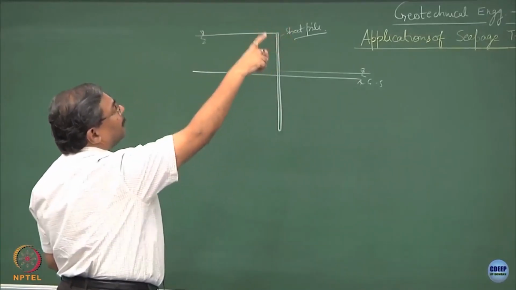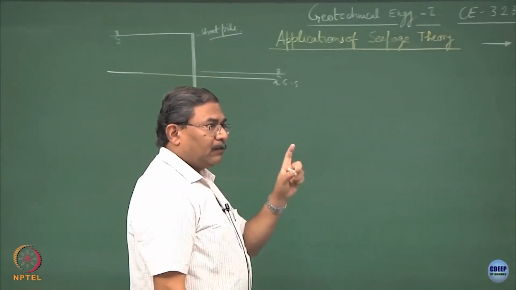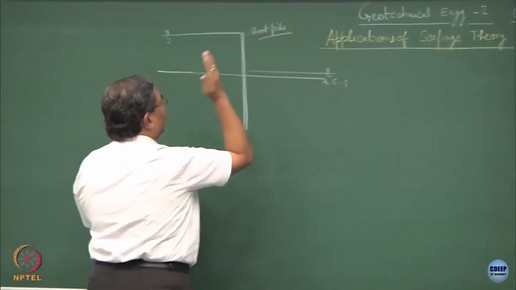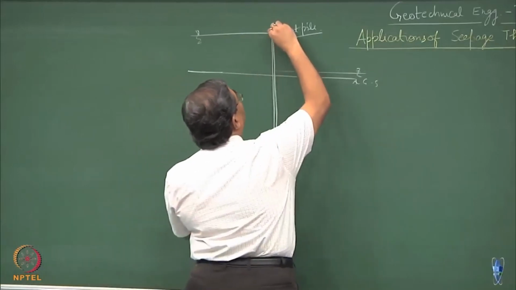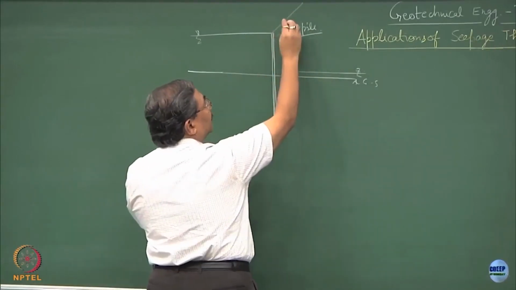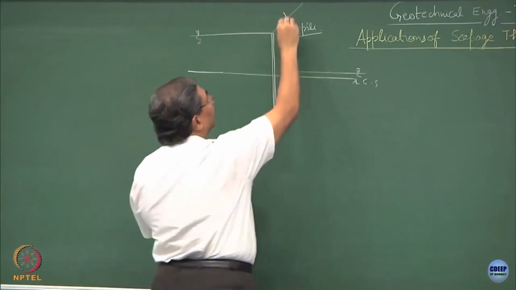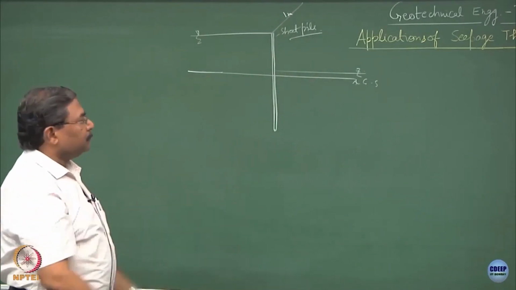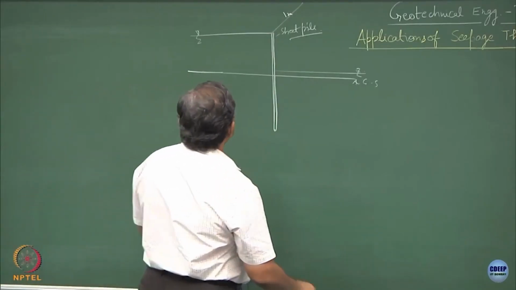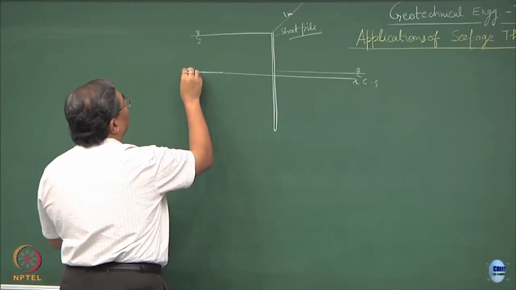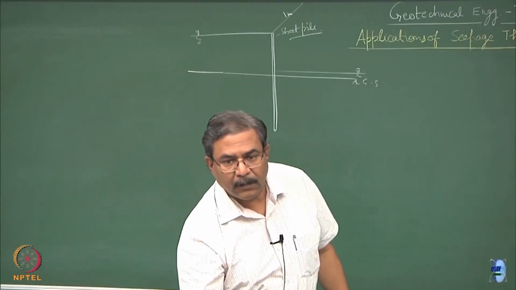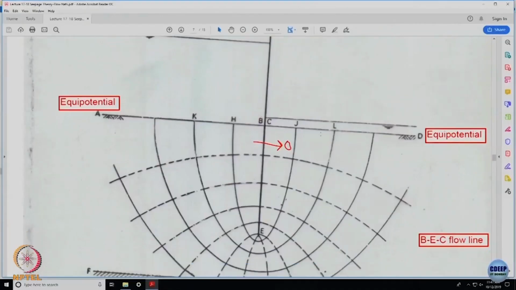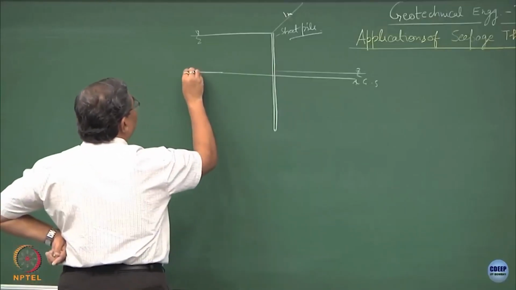What I have written here is, it's a 2-dimensional flow, number 1. Why? Because we are considering everything perpendicular to the plane. So, as if the width of the sheet pile is unity, 1 meter, clear, and hence we have made a 3-dimensional problem into a 2-dimensional problem. Now, this line AA is defined as the equipotential line. This is an equipotential line.